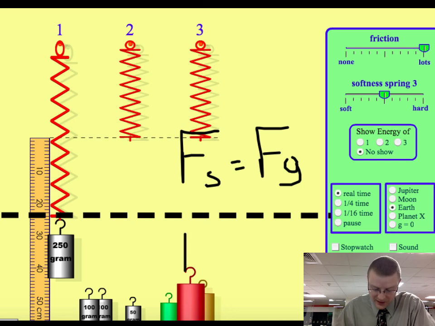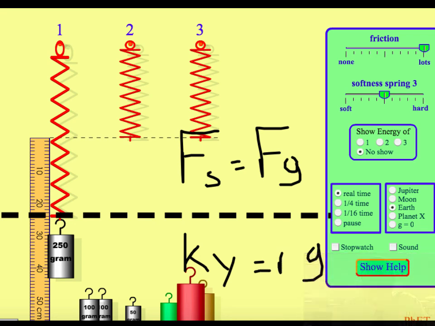So very simply, I could say that Ky would equal mg. Y being my vertical displacement instead of x for my horizontal displacement. That's the only thing that's going to change there. So right now, I could take my force of gravity and divide by my vertical displacement to get my K constant. And the math works out pretty easily.